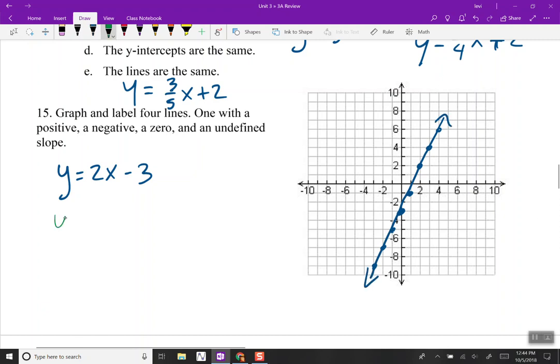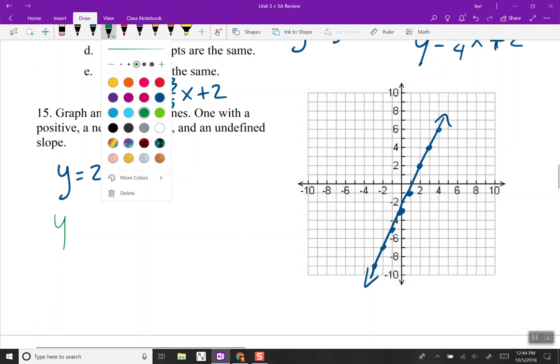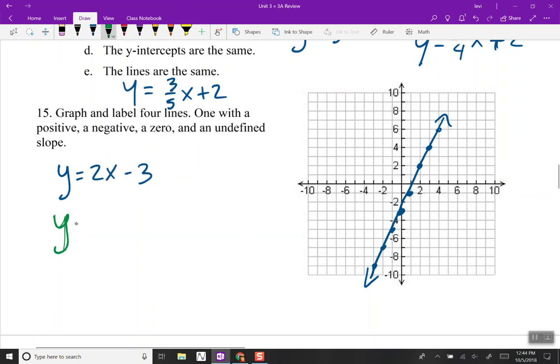How about, now we want a negative slope. So y equals, how about -2x plus 3. Y-intercept is at 3, down 2/1, down 2/1. Up 2 left 1.